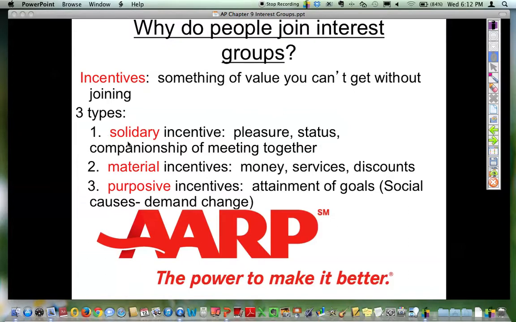A solidary incentive means you just enjoy, you get pleasure out of joining the interest group. You like meeting people who have the same ideas as you. Some people join and they don't want anything to do with anybody else, but they want the material incentives. Maybe there is a bank that goes along with joining it, or they get different financial discounts or services that I mentioned earlier. And purposive incentives at the end is you want to join the group because you want to see a goal. You want to see clean air in St. Joseph, so you join an interest group that bans smoking. Social causes demand change. So you can look at any interest group sites and I think you'll see that trend.